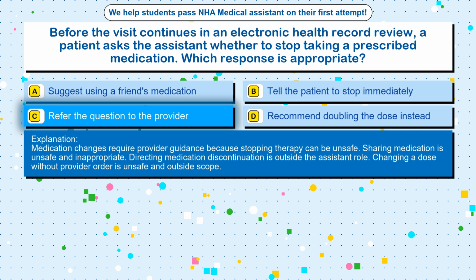Medication changes require provider guidance because stopping therapy can be unsafe. Sharing medication is unsafe and inappropriate. Directing medication discontinuation is outside the assistant role. Changing a dose without provider order is unsafe and outside scope.